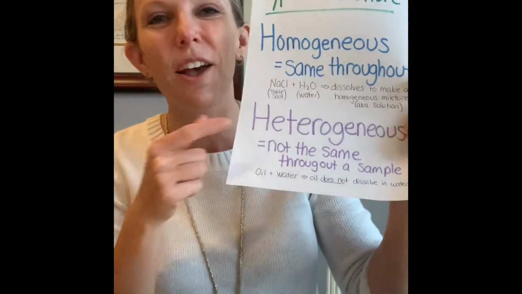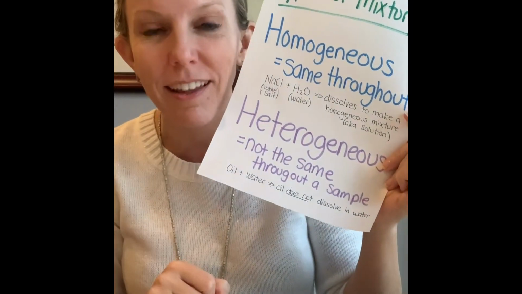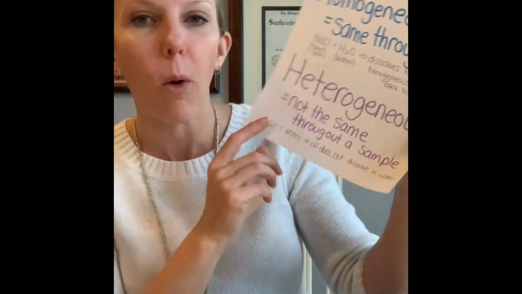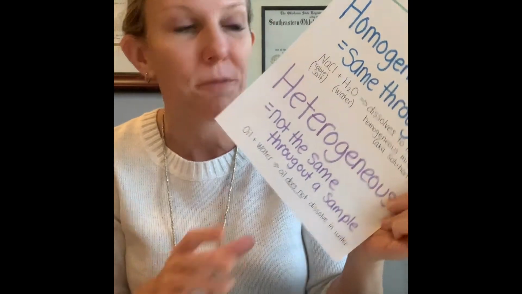Heterogeneous, on the other hand, was when it was different, right? Like trail mix. If I get a scoop of trail mix, it's not going to be the same. I know some of you guys are the types to pick out all the M&Ms, right? So that's a heterogeneous mixture because you can take out individual pieces and not have the same. Oil and water was a heterogeneous mixture because the oil doesn't dissolve.